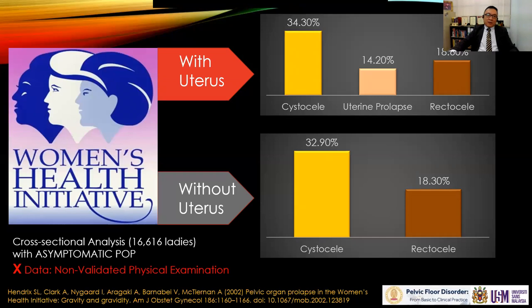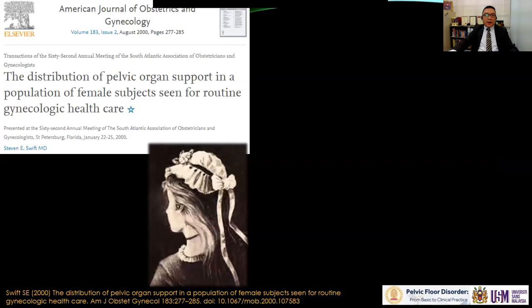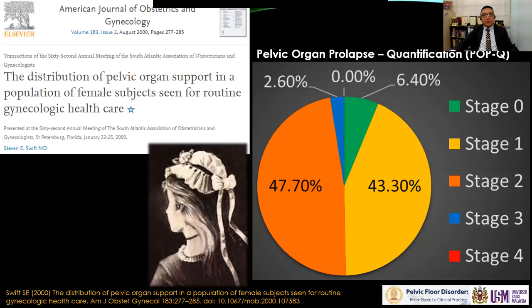Another observational study by Swift et al. recruited healthy individuals aged 18 to 82 years old, using the pelvic organ prolapse quantification tool. This is a standard tool used to quantify the degree of prolapse. They managed to recruit about 497 participants, and they noticed that at least 90% of them had some form of stage 1 or stage 2 disease.